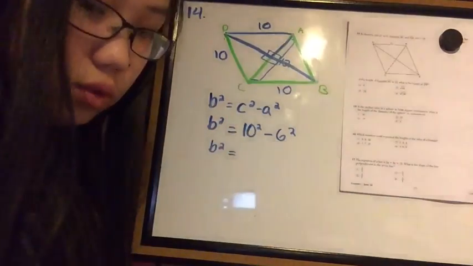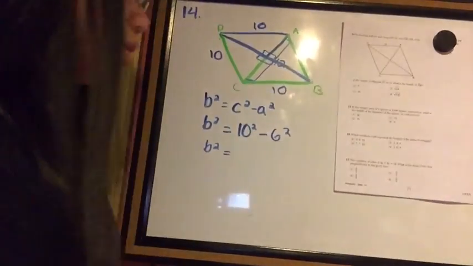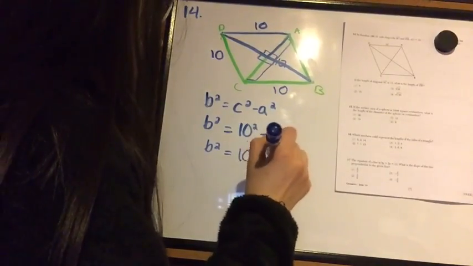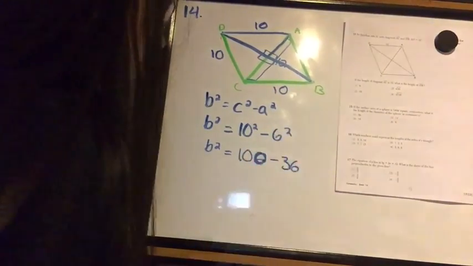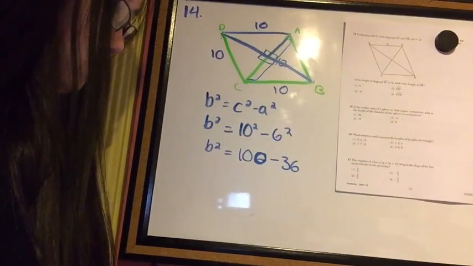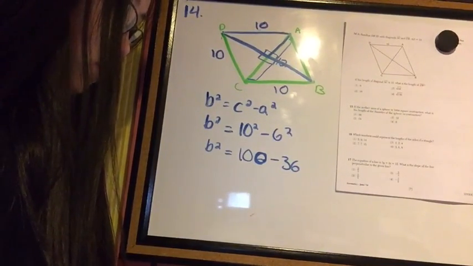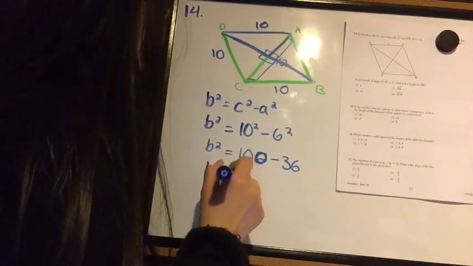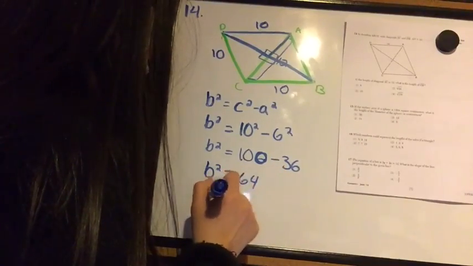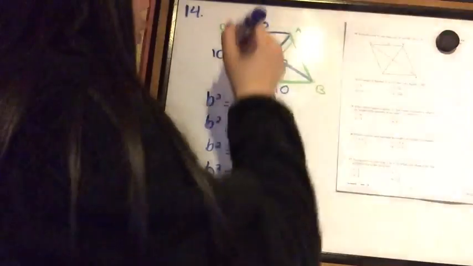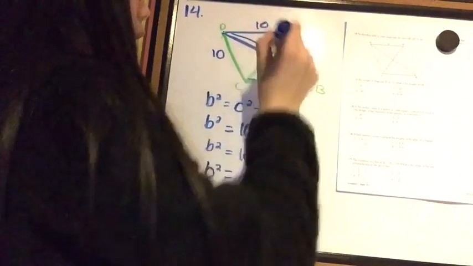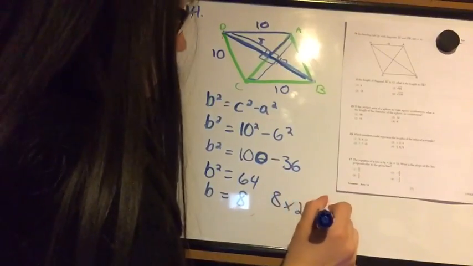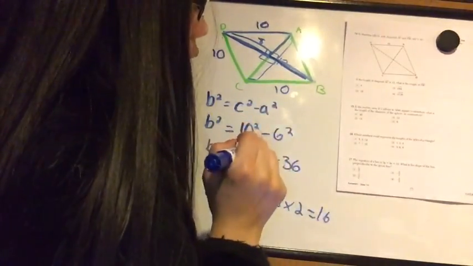B squared is equal to 100 minus 36. B squared is equal to 64 and b is equal to 8. So this section right here is 8, and there's 2 of those that make up DB. 8 times 2 is equal to 16, which is answer number 2.